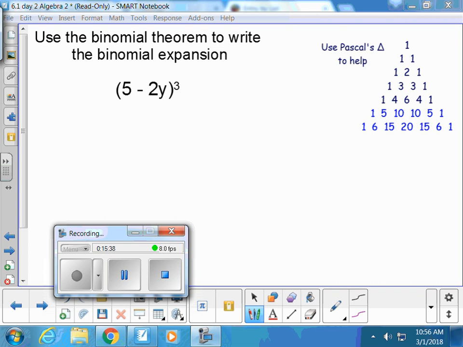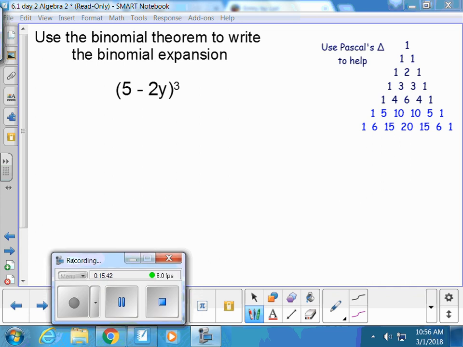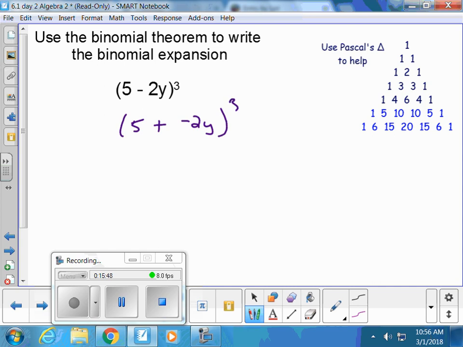We have a minus sign and we have a number with the y, so up in the difficulty a little bit. If you want to write it as a sum, you can, but keep in mind it's a -2y that we'll be using in our calculations. What layer would I want to use? The one with the 3's in it, so this one right here, like circling it. So 1, 3, 3, 1.